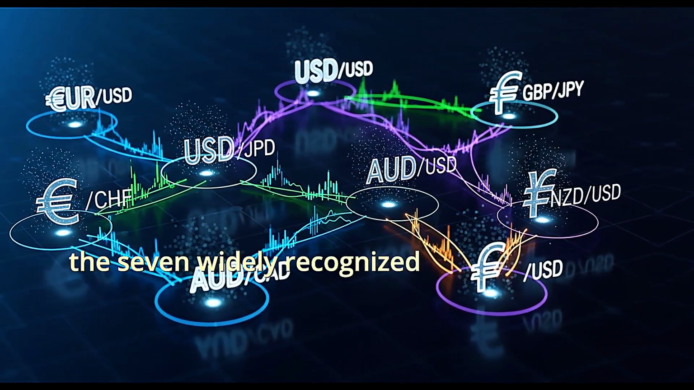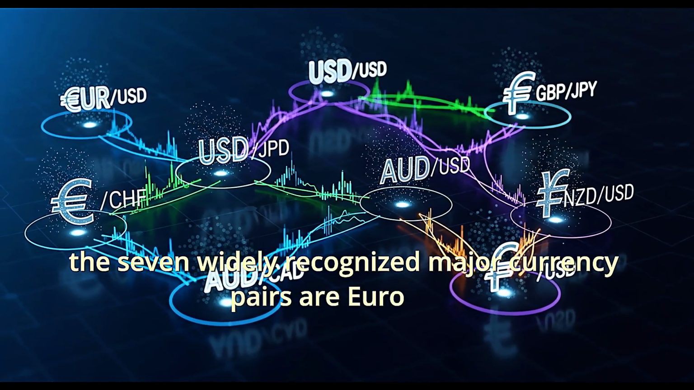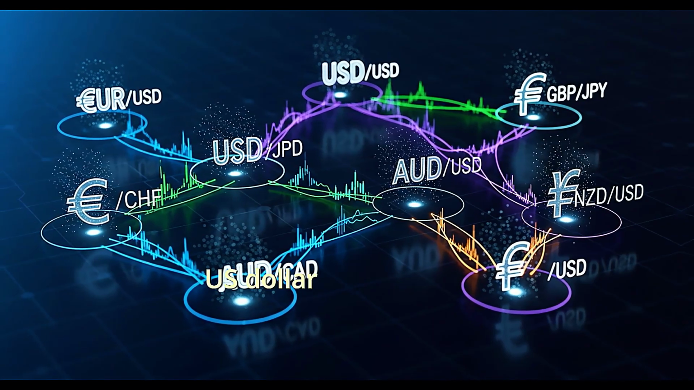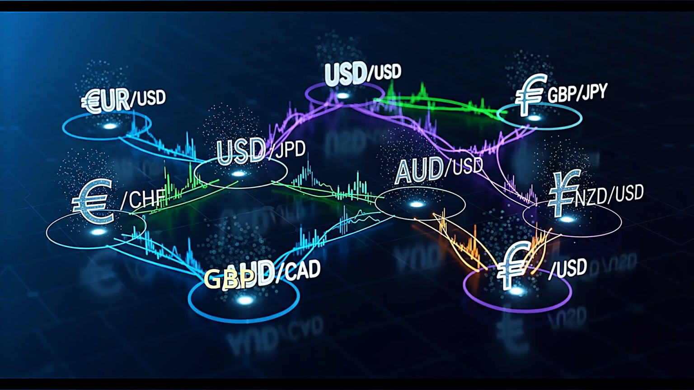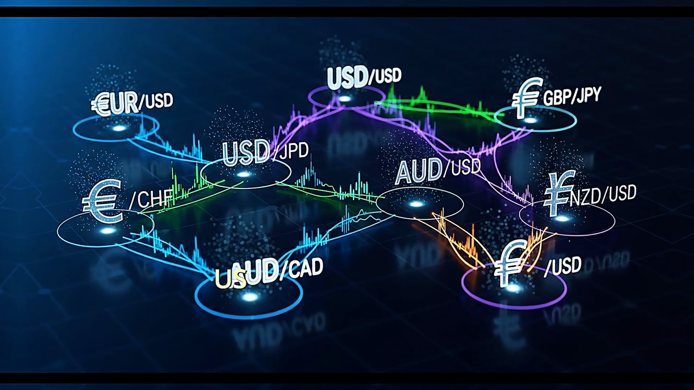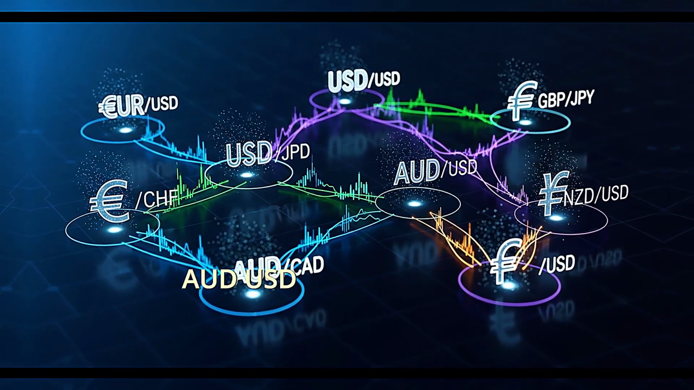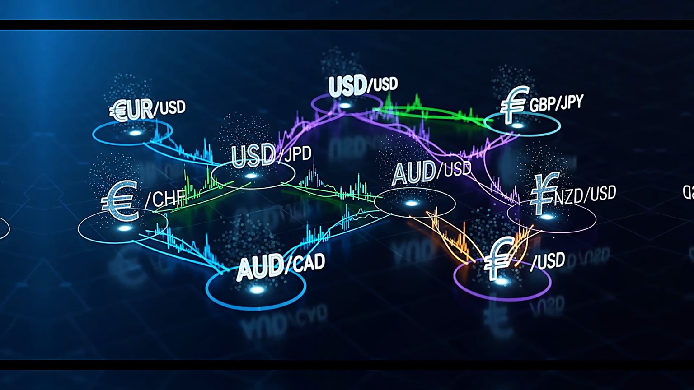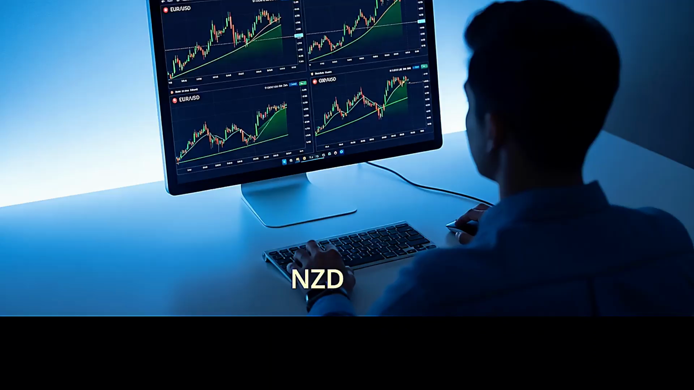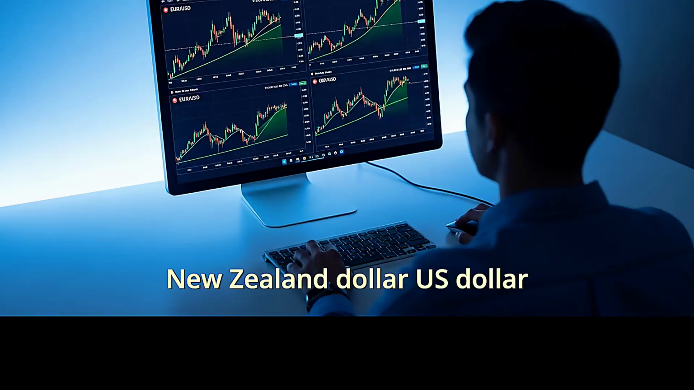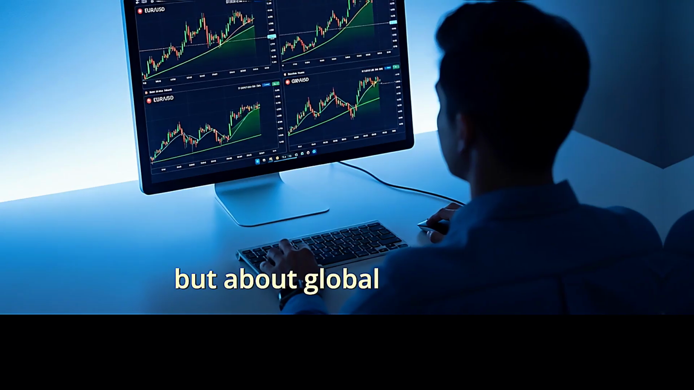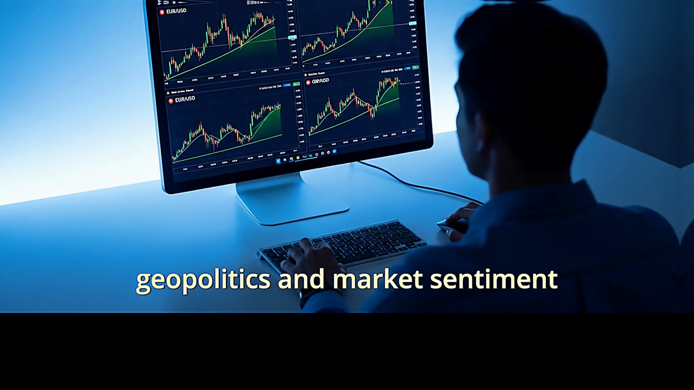The 7 widely recognized major currency pairs are Euro-USD, Euro-US dollar; USD-JPY, US dollar Japanese yen; GBP-USD, British pound US dollar; USD-CHF, US dollar Swiss franc; AUD-USD, Australian dollar US dollar; USD-CAD, US dollar Canadian dollar; NZD-USD, New Zealand dollar US dollar. Each of these pairs tells a story, not just about exchange rates, but about global economics, geopolitics, and market sentiment.